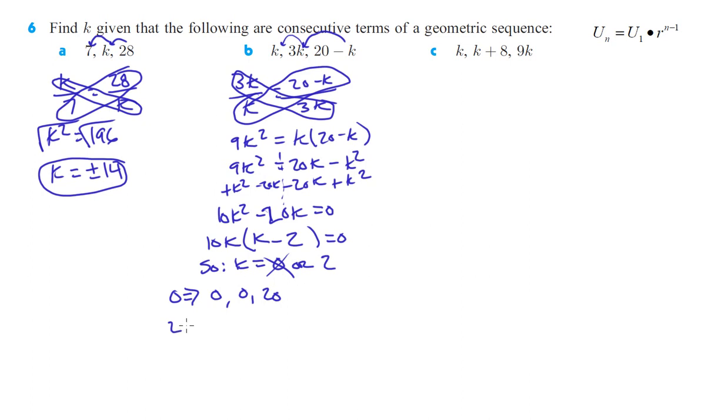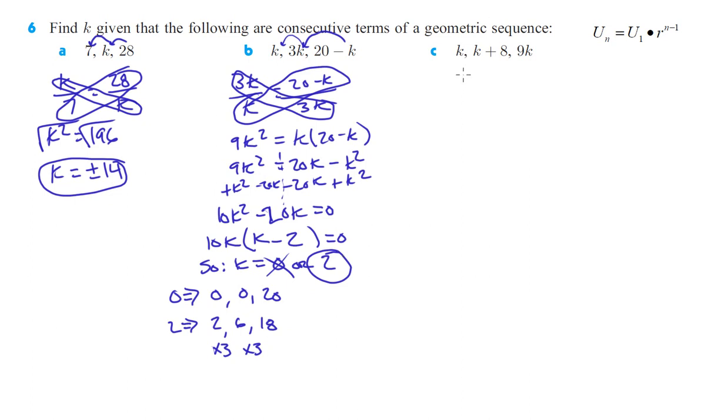Let's try 2 and see if 2 works. If you plug in 2, that gives us 2. 3 times 2 is 6, and 20 minus 2 is 18. If you check this, 2 times 3 is 6, and then 6 times 3 is 18. So 2 does work.